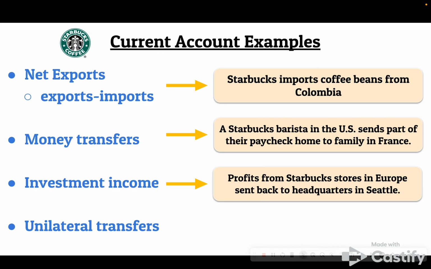Investment income. This would be a credit for the United States. So imagine Starbucks having a store in Europe and then sending the profits back to their headquarters in Seattle.